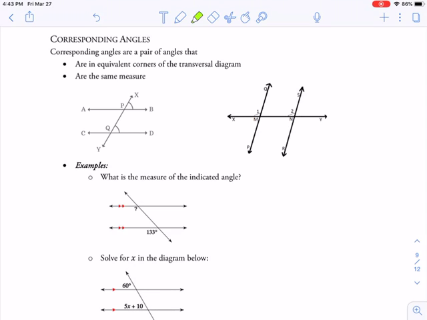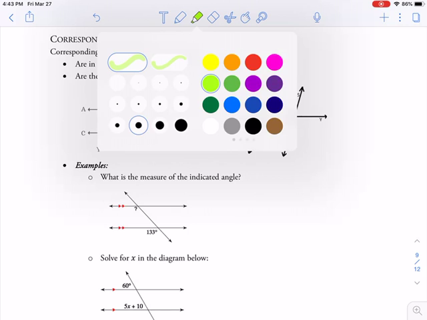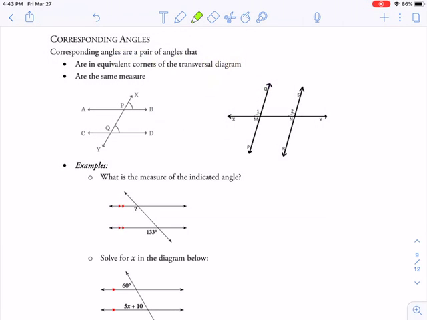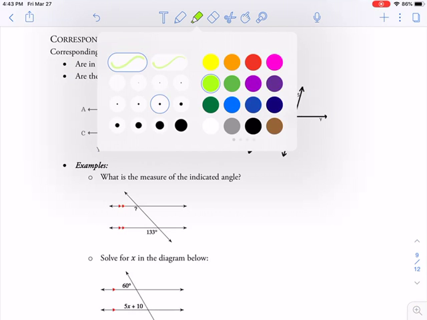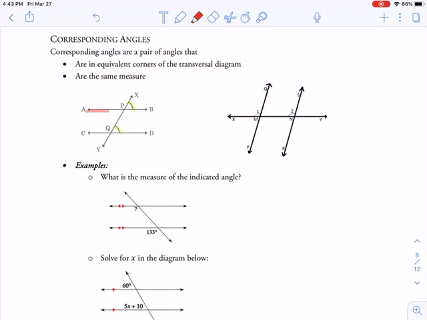Corresponding angles are a pair of angles that are in equivalent corners of the transversal diagram. So what I mean by that is that we have an angle here and an angle here, and if we take a look at this diagram, we have this corner and then this corner, right? And if we take a look at where those 2 corner angles are that I highlighted originally, this one and this one, we can see that in both cases they're in the top right corner of each intersection, right? So that is what I mean by equivalent corners.